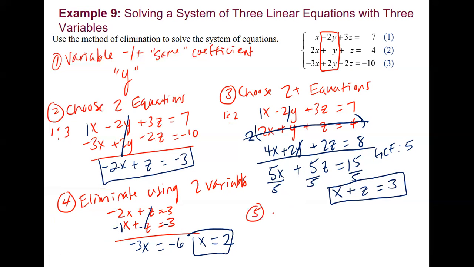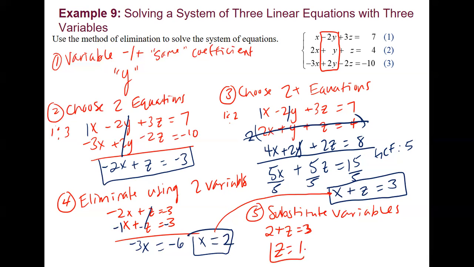And step 5 is where you reverse substitute. You're going to substitute in your variables until you have found all variables. So I can substitute 2 into here, right? To solve for z. So 2 plus z equals 3. So what is z? Z has to be 1.